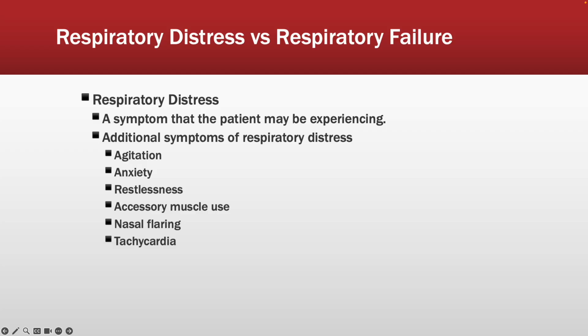So with respiratory distress, first off, it's a symptom that patients are going to be experiencing, and then we've got the different degrees of respiratory distress. But additional symptoms of respiratory distress are going to come along with agitation, anxiety, restlessness, accessory muscle use, nasal flaring, tachycardias. These are going to be along with them having a hard time breathing, basically.